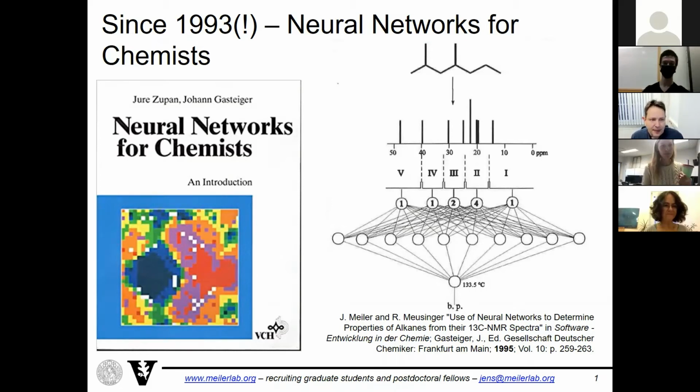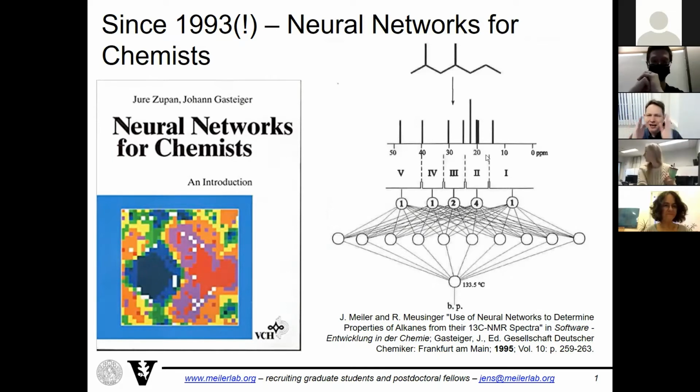And so I started to play around with these neural networks. One of the first papers that we published was in 1995, which takes the NMR spectrum of an alkane and predicts the boiling point of that molecule via a neural network. What it did is it took the 13C carbon NMR spectrum, split that up in just 5 regions, 1, 2, 3, 4, 5, and just counted how many carbons have signals in that region.